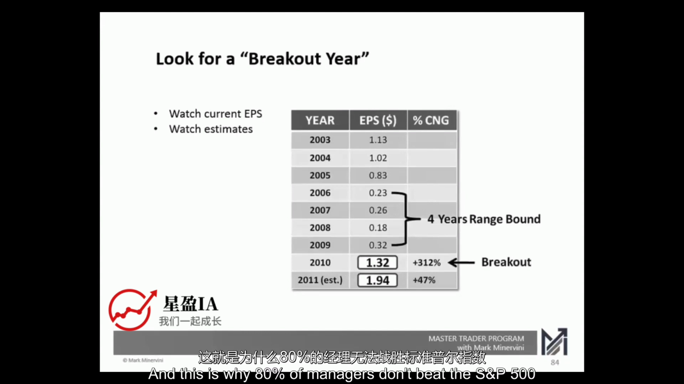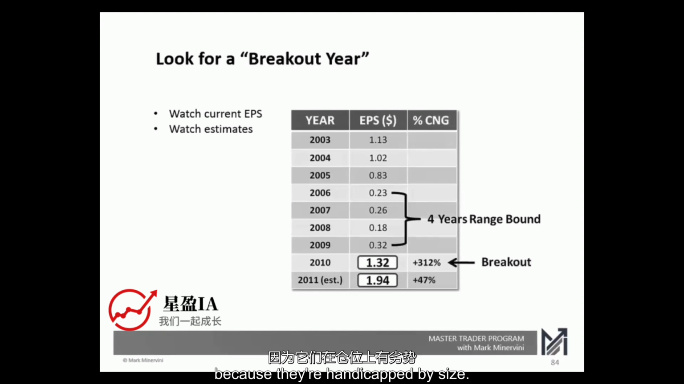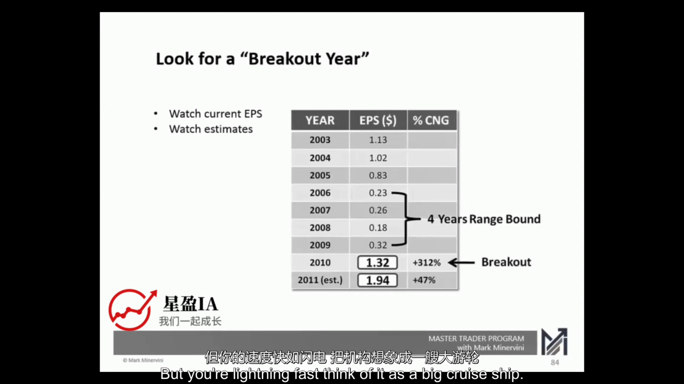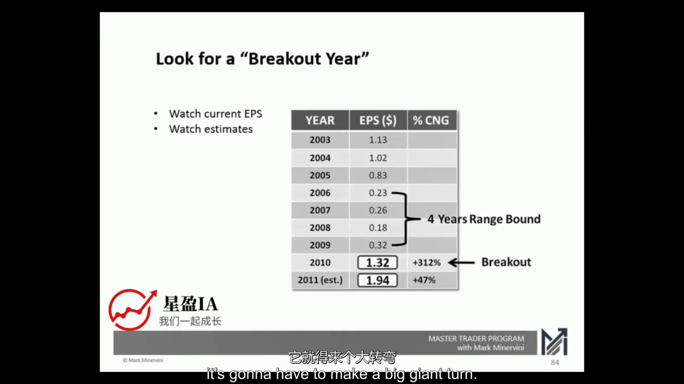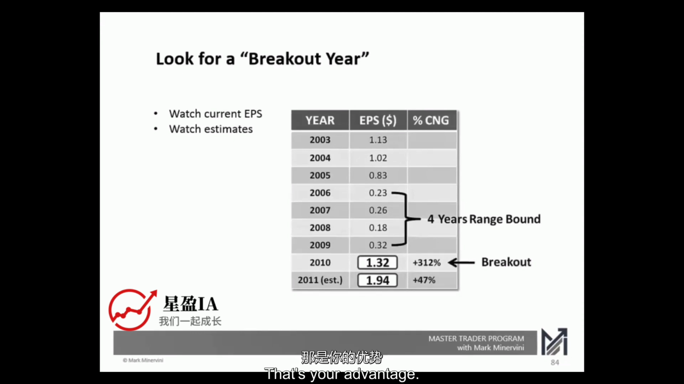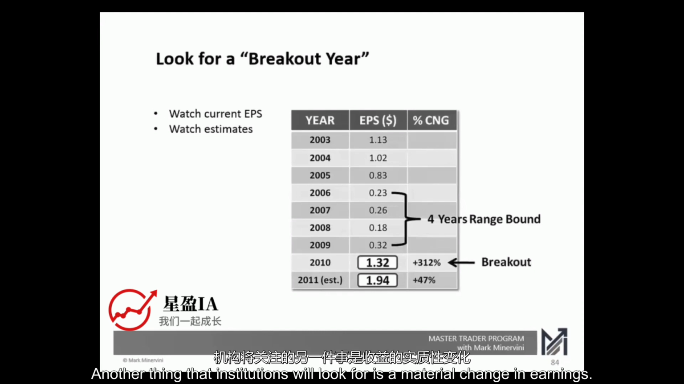And this is why 80% of managers don't beat the S&P 500, because they're handicapped by size. You have this incredible advantage where you can look at the exact same numbers and have the exact same tools, but you're lightning fast. Think of it as a big cruise ship and you have a speedboat. If you want to turn that ship around, it's going to have to make a big, giant turn. Meanwhile, the speedboat, boom, turns around in a second and is going in the other direction. That's what you can do. That's your advantage.